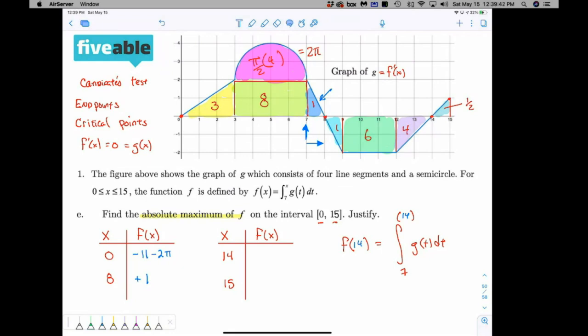Now, I've already done some of this work because I'm still starting at 7, but I'm going all the way to 14. So this time I want to integrate going all the way to 14. That means I'm still going to get this 1 as a positive, but I'm going to get all these as negatives because I'm going to the right, but we're below. So it's going to be positive 1, but then it's going to be minus the rest of those.